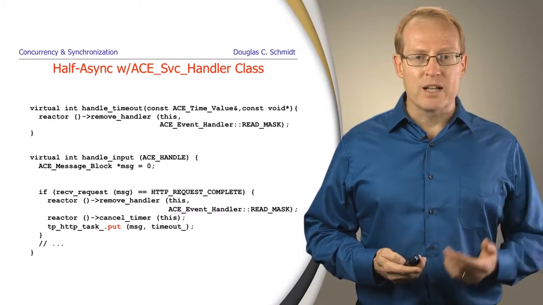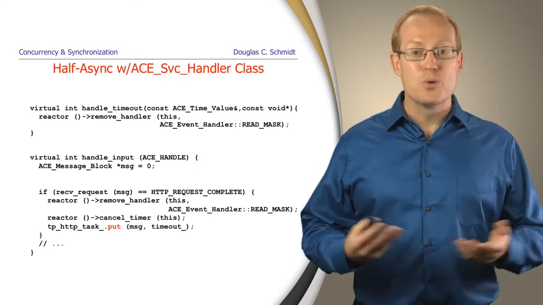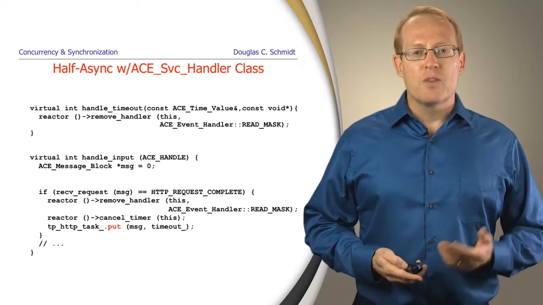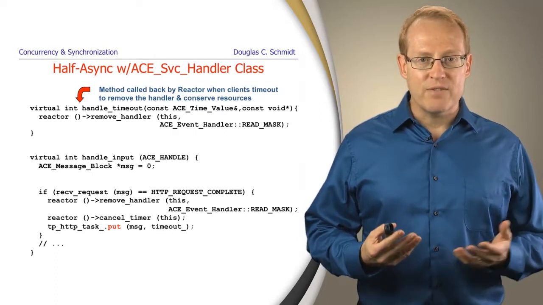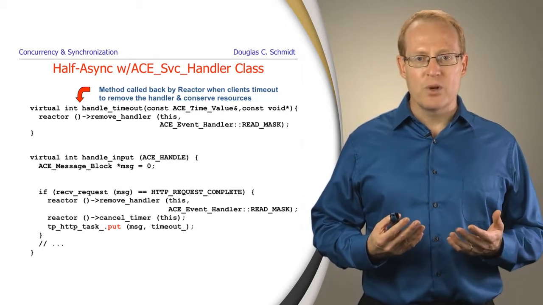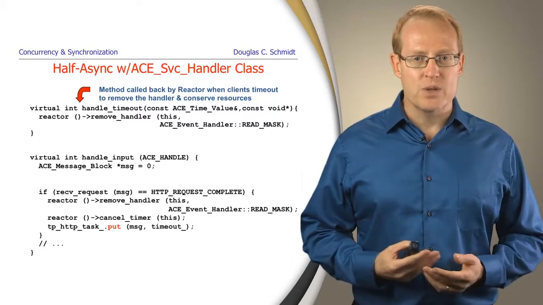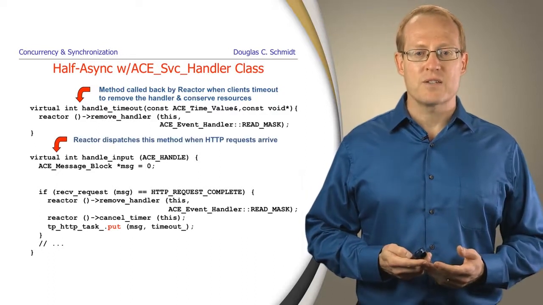If the timeout period elapses, which could be whatever you want it to be, 30 seconds, a minute, 10 minutes, 2 seconds, whatever you think is appropriate for your workload environment, the reactor will call back the handle timeout hook method after that timeout elapses. And what we do in this case is we use this as an opportunity to shut down that particular connection and reclaim any resources that have been allocated dynamically to prevent those types of denial of service attacks.